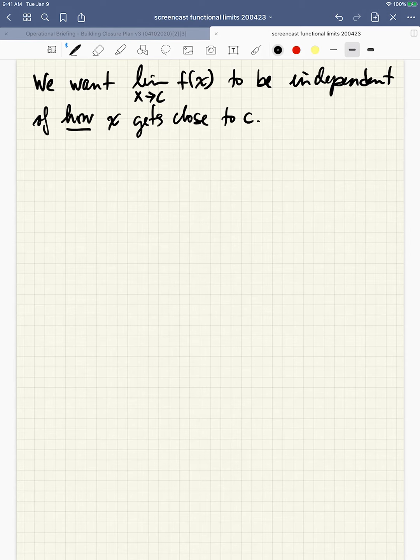So this is what we're going to take for our definition of a functional limit. A couple of things to point out. The c has to be a limit point of the set A. If c is not a limit point of your domain, we can't define what it means to take a limit to that value. So this is an important part of the assumption of the definition. Another thing to keep in mind is the 0 down here means x is not going to be equal to c.